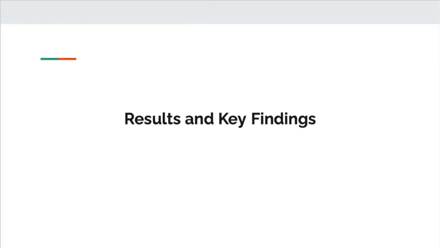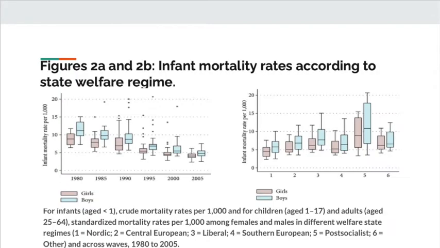Hi, my name is Edward, and I'll be going over and breaking down the key findings and results in the study. First, we'll start by looking at figures 2a and 2b. These show severity and variability of infant mortality rate focused on different welfare state regimes.